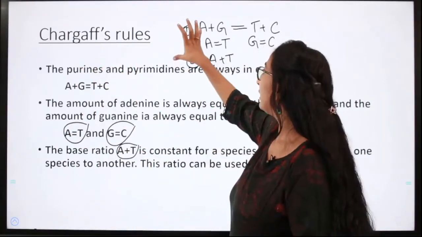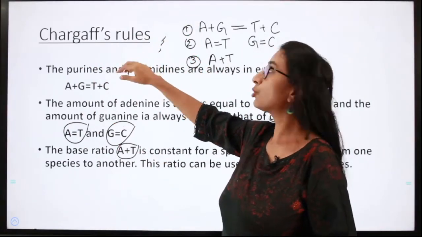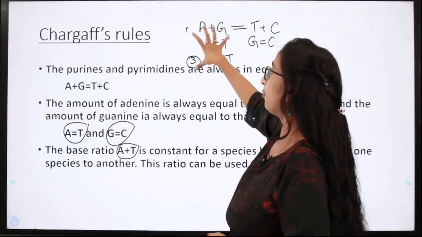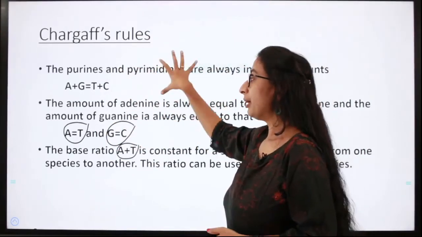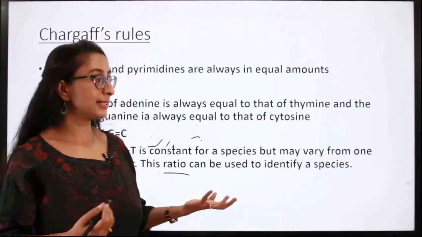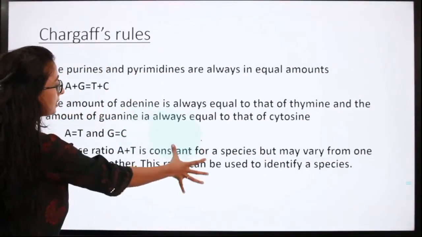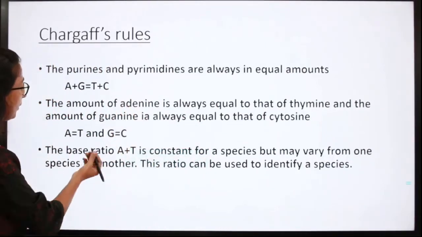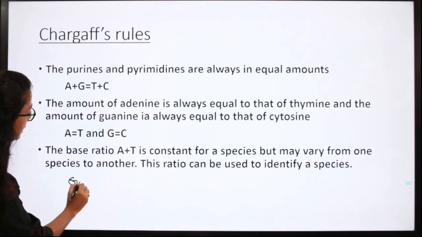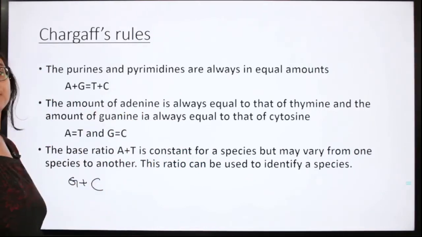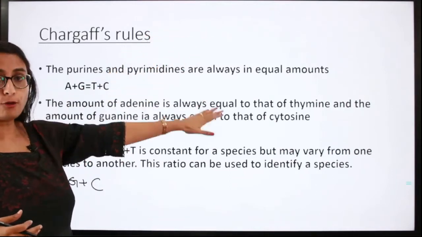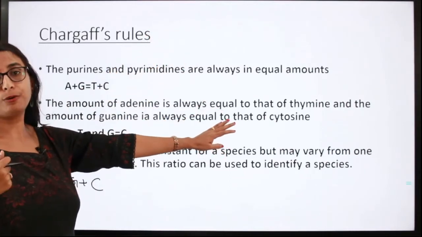So you might get this also as a question. What are the three rules of Chargaff's rules? And they might give you these equations. So then there might be some wrong equation also. Say for example, in the last, apart from all these three options, you might get one more option saying the base ratio of guanine and cytosine is always constant for a species. Now say the question is, which of the following is not a Chargaff rule?